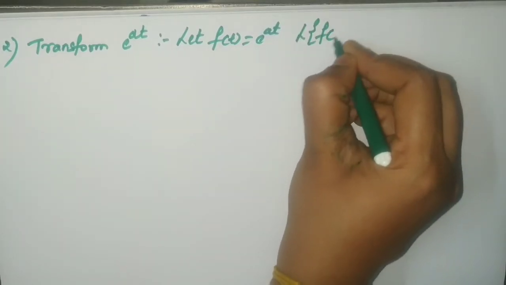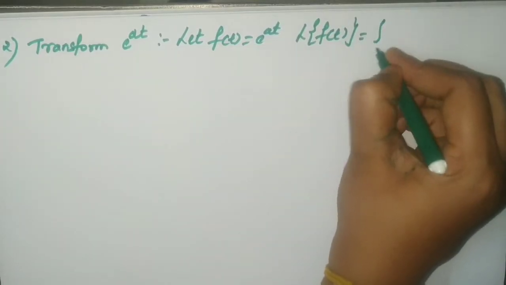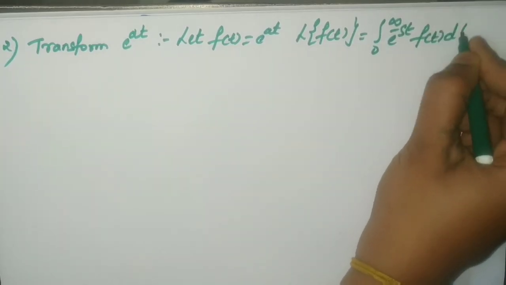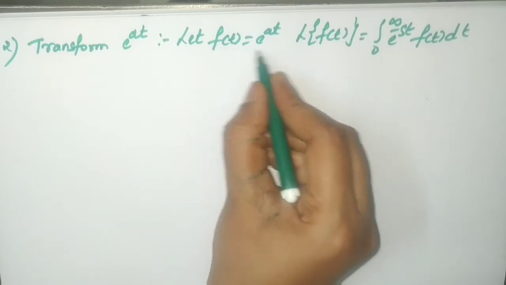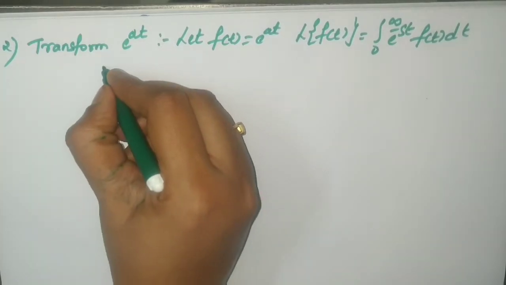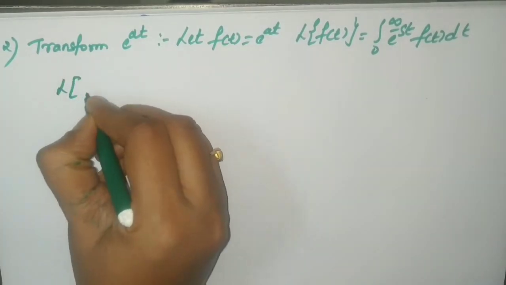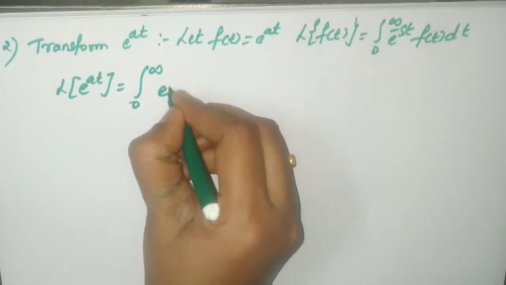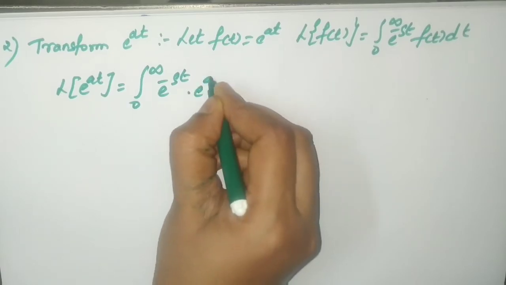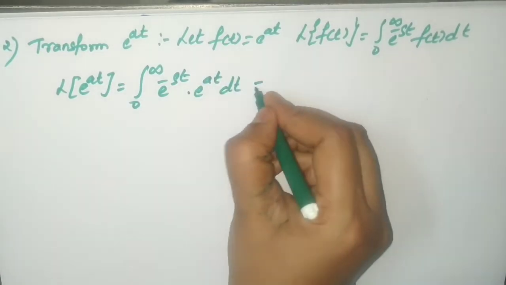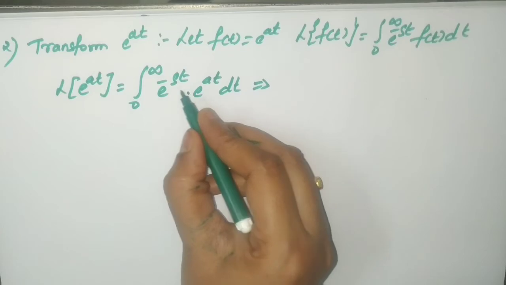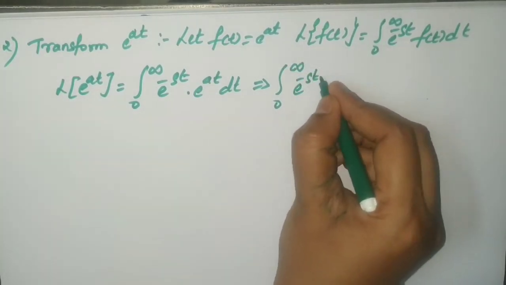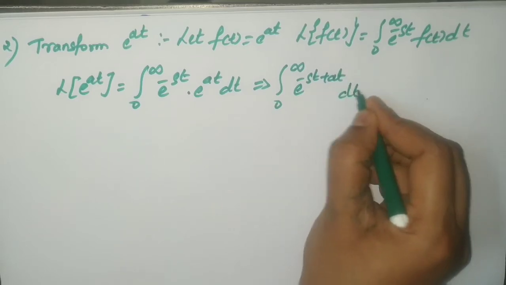The formula of Laplace is integral 0 to infinity e power minus st f of t into dt. Carefully substitute e power at in place of f of t. So we have Laplace transform of e power at equal to integral 0 to infinity e power minus st into e power at dt. As we know the basic property, bases are same, so we can add the powers. So integral 0 to infinity e power minus st plus at into dt.